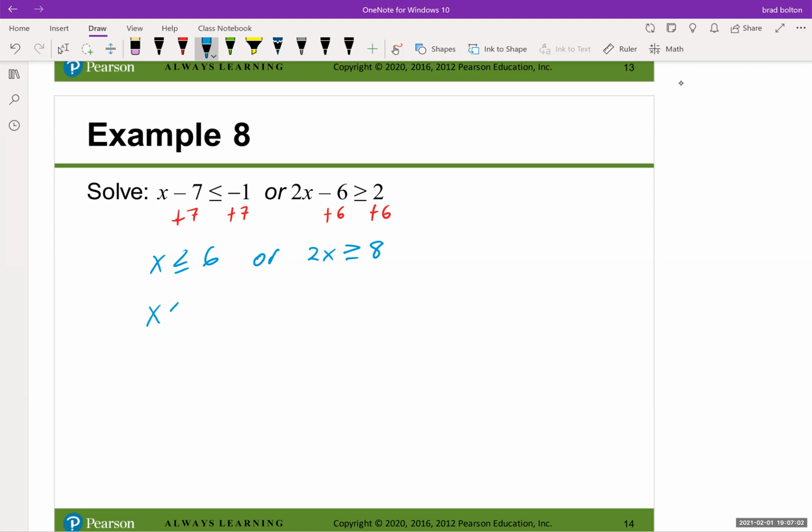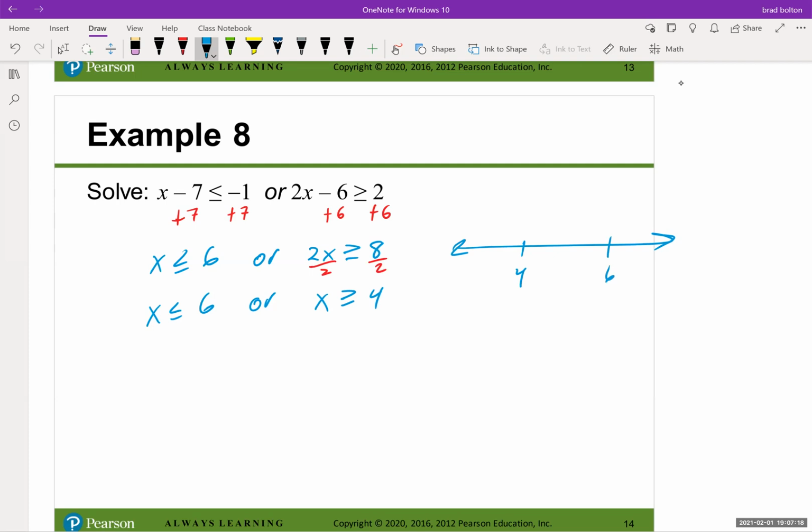So this one's already done, right? We already have the x isolated. So I just got to clean up this side real quick. So this would be x is greater than or equal to 4. So once again, I just draw my number line. I put 4 and I put 6 there.